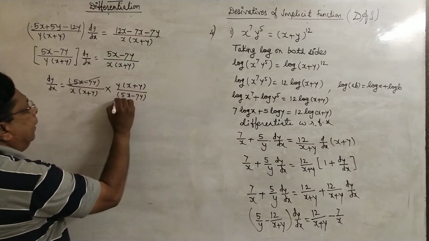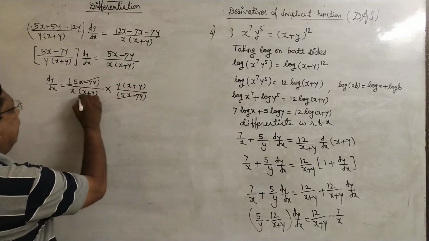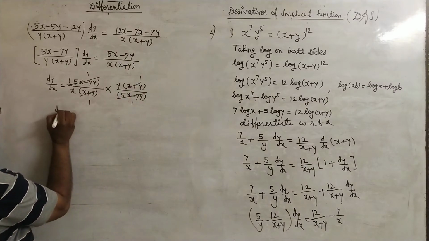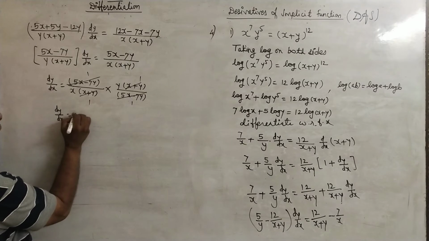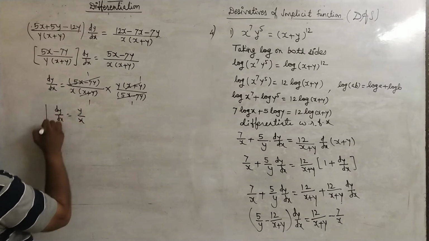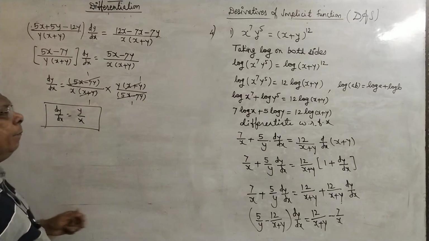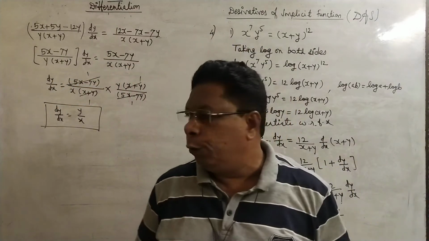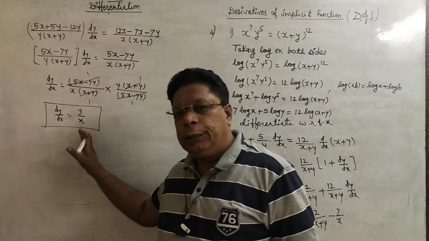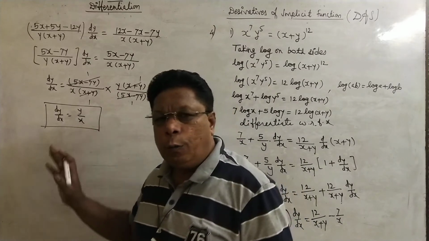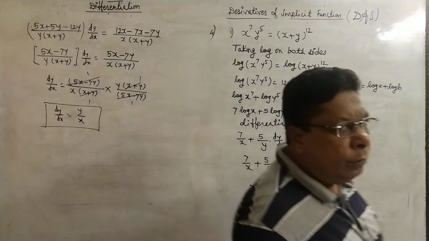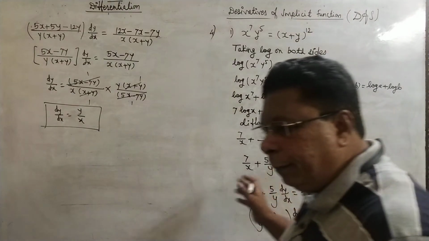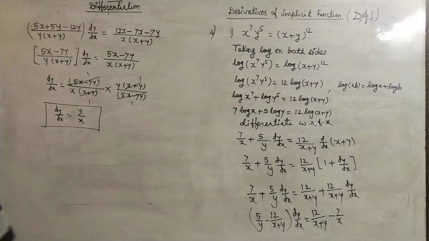Okay, this 5x minus 7y gets cancelled, x plus y also gets cancelled. So the remaining dy by dx is y upon x. The question said, given the sum, we have to show that dy by dx is equal to y upon x. We have proved this, dy by dx is equal to y upon x. Any doubt? Any difficulty regarding this? I think it is a simple procedure, no doubt about it.